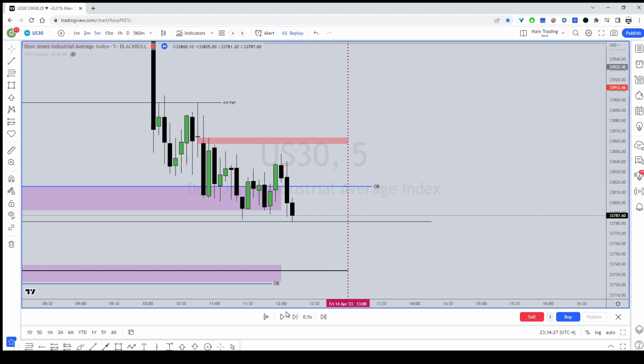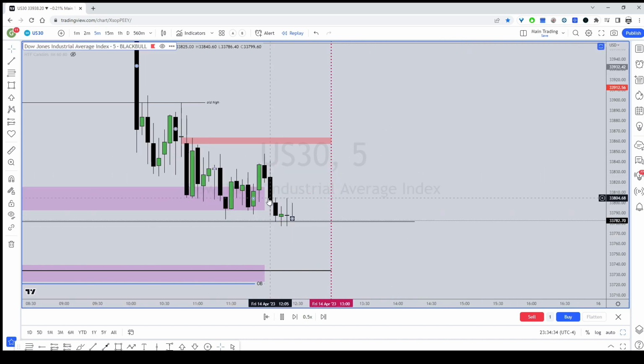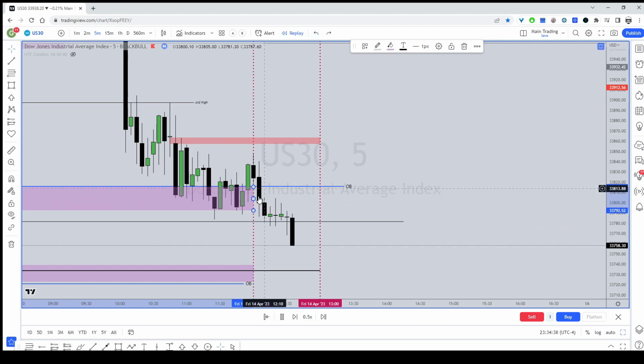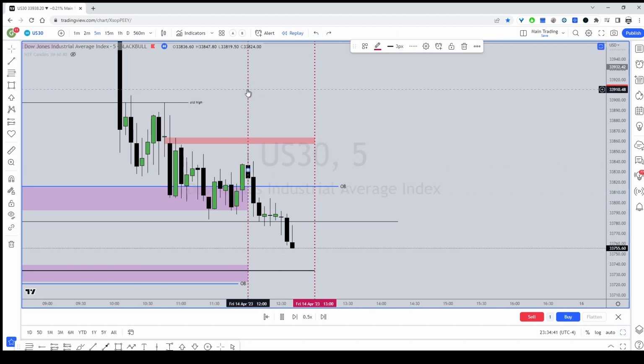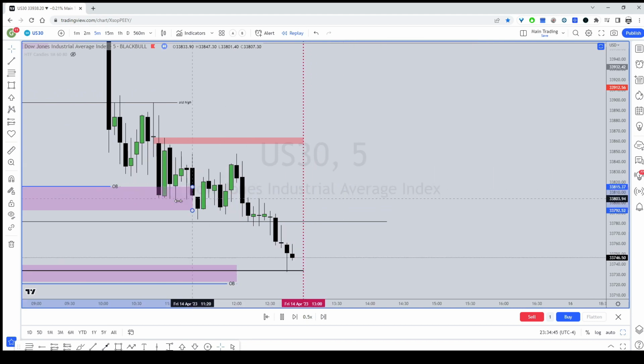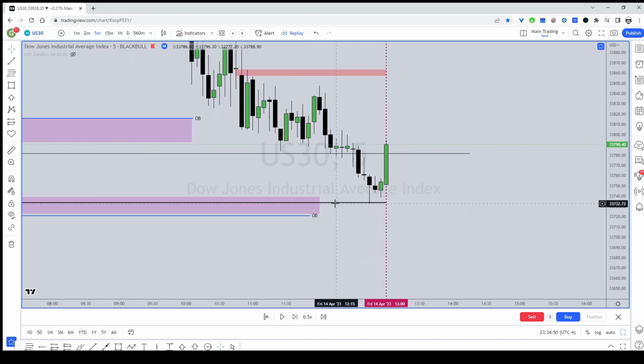I'm just waiting for a market structure shift. And this order block is completely taken. This fair value gap is completely taken. I'll just move them back. Okay, pause. So we tagged down into this fair value gap. Didn't quite get to the order block. We also got to that institutional order level right on the dot.